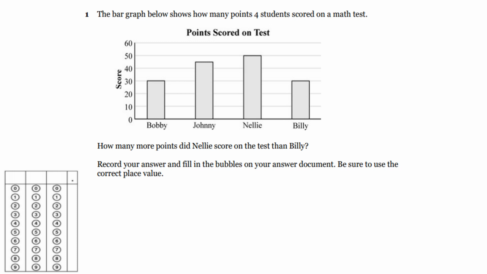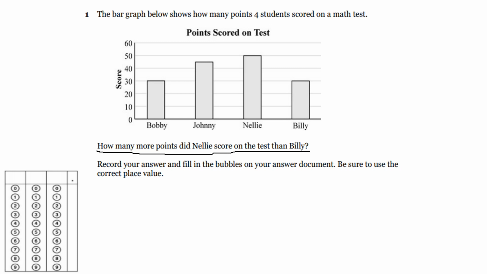Here we have a bar graph that shows points scored on a test by Bobby, Johnny, Nellie, and Billy. First, after I'm reading my problem twice, I need to really understand what my problem is asking me to solve for. So I'm going to underline my question because I know third grade expectations are to always underline what I need to solve for and what is being asked for me.